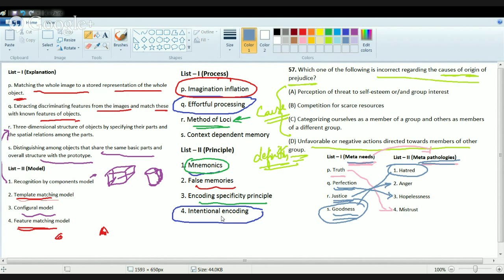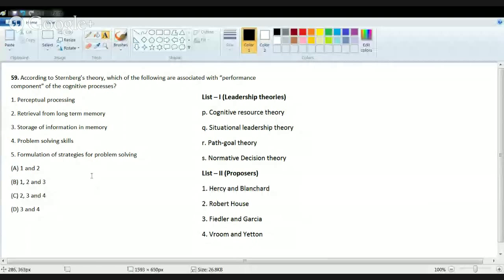So here is the set of questions that we have solved. Now moving on to the next and final set of questions. You have the last two questions. According to Sternberg's theory, which of the following is associated with the performance component?